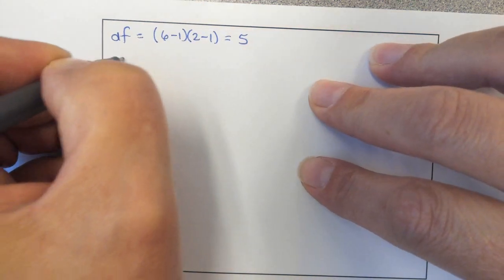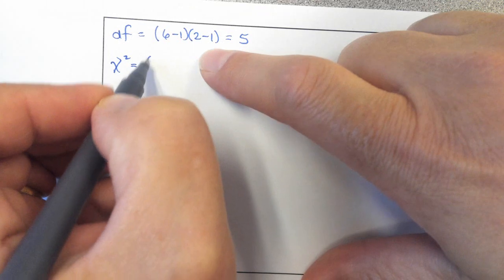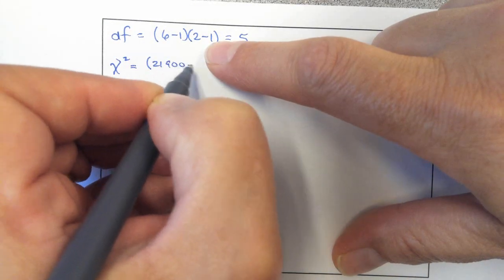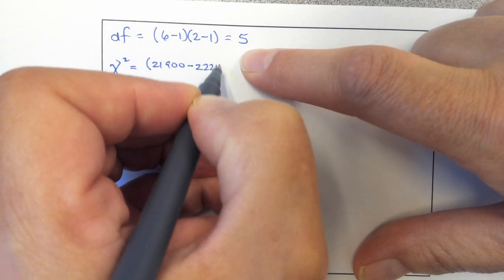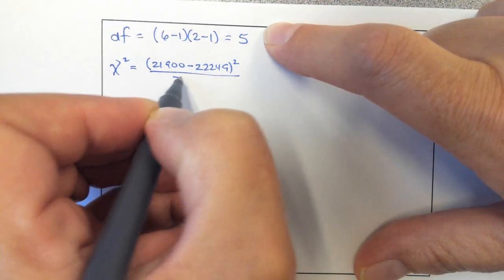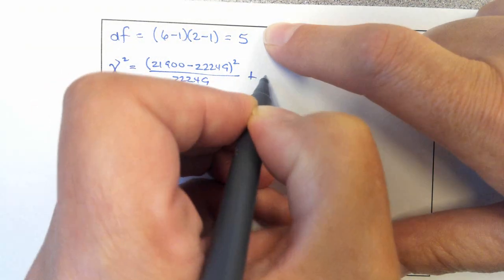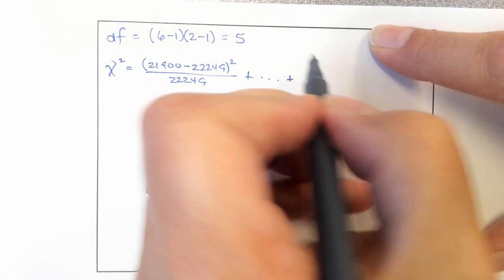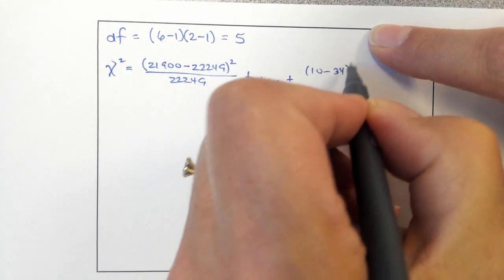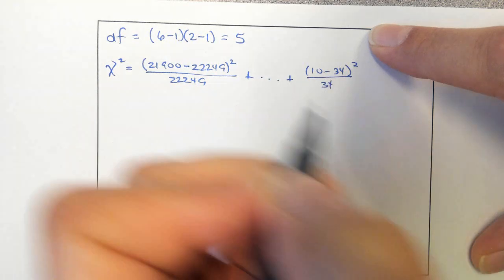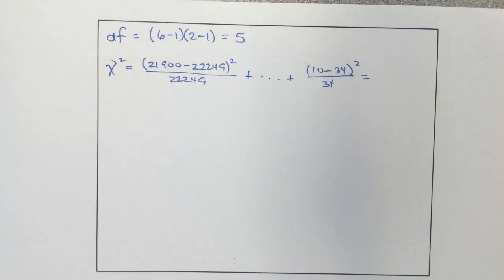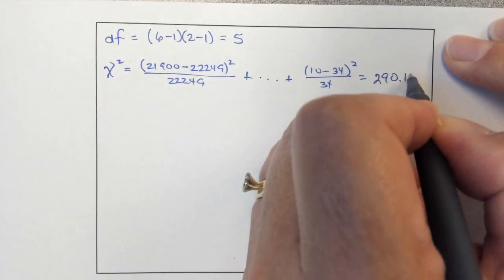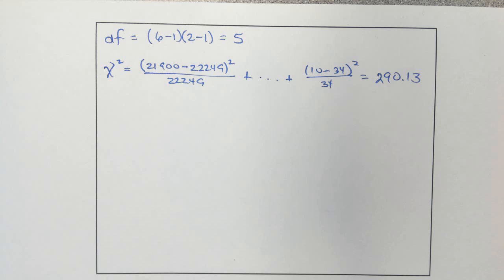Chi-square test statistic is observed minus expected. So I've got to go to my table. These are huge numbers. 21900 minus expected 22249 squared over 22249 plus ... I really should do 2. And then the last one, 10 minus 34 squared over 34. So show how to set it up. The chi-square test statistic, according to the calculator, is 290.13, which is huge.